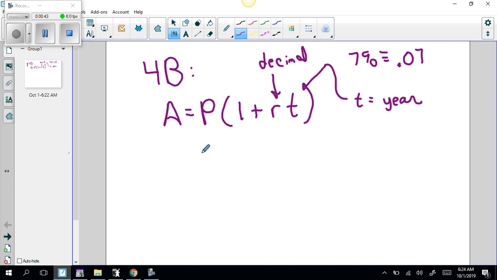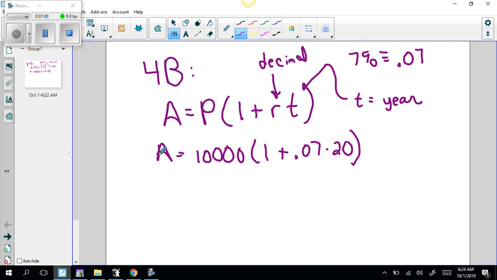So if you got $10,000 at 7%, over 20 years, that's your final amount.